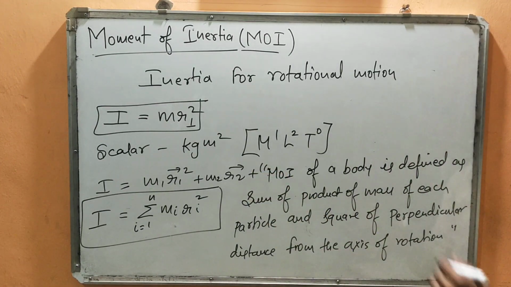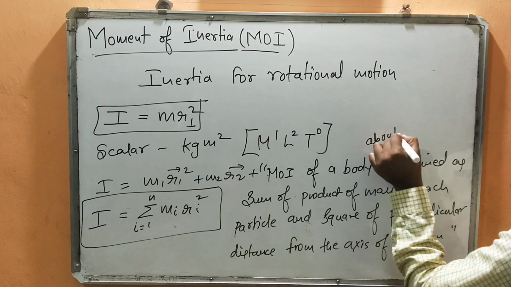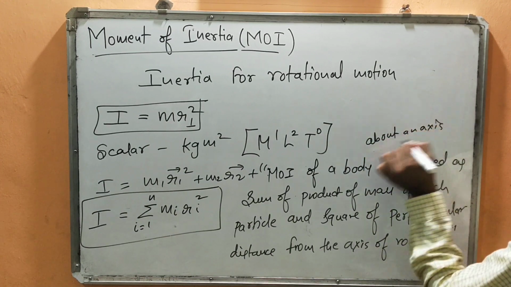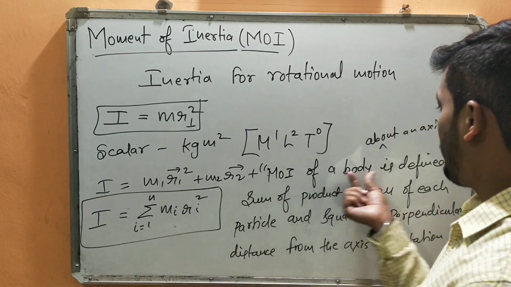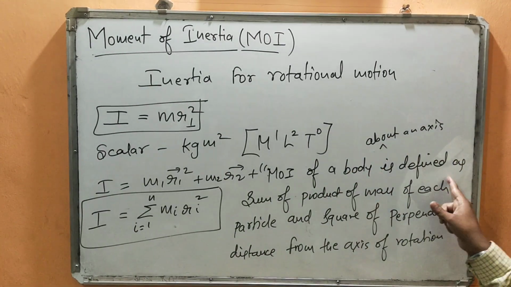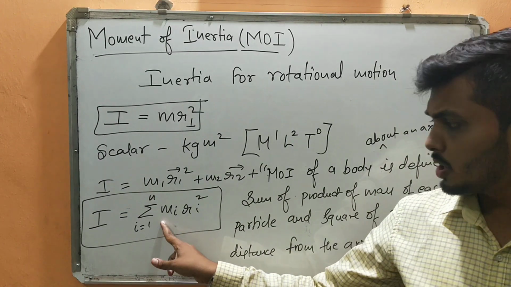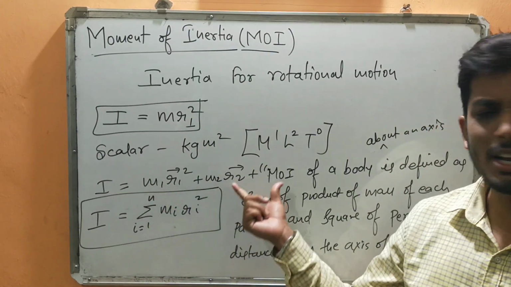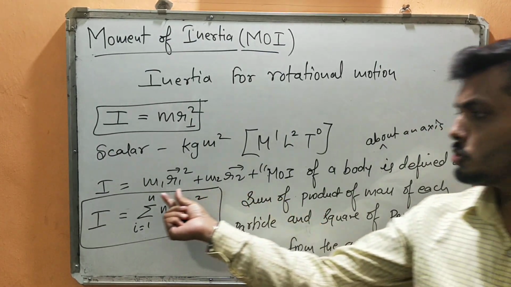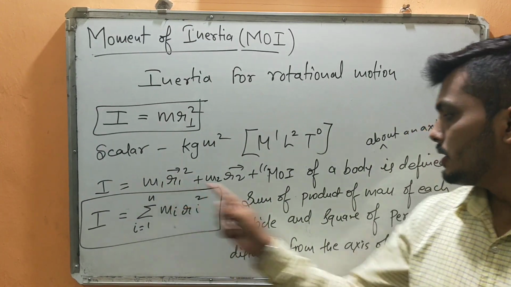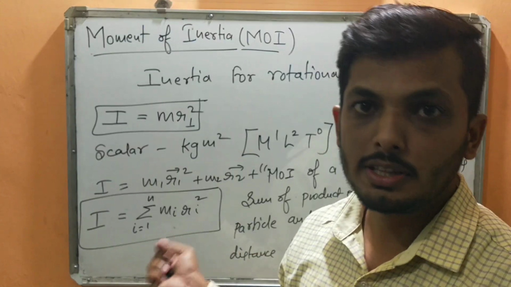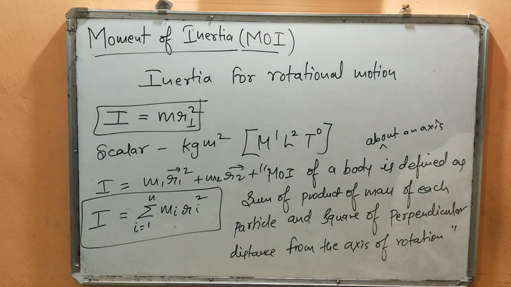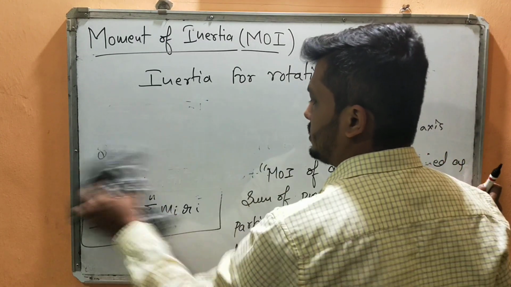Moment of inertia of a body about an axis. You are expected to write this definition in the exam. So moment of inertia of a body about an axis is defined as the sum of the product of the masses and the square of the perpendicular distance from the axis of rotation. It can be any number of terms. This is called moment of inertia. Got it? It's a scalar quantity measured in kilogram meter square.